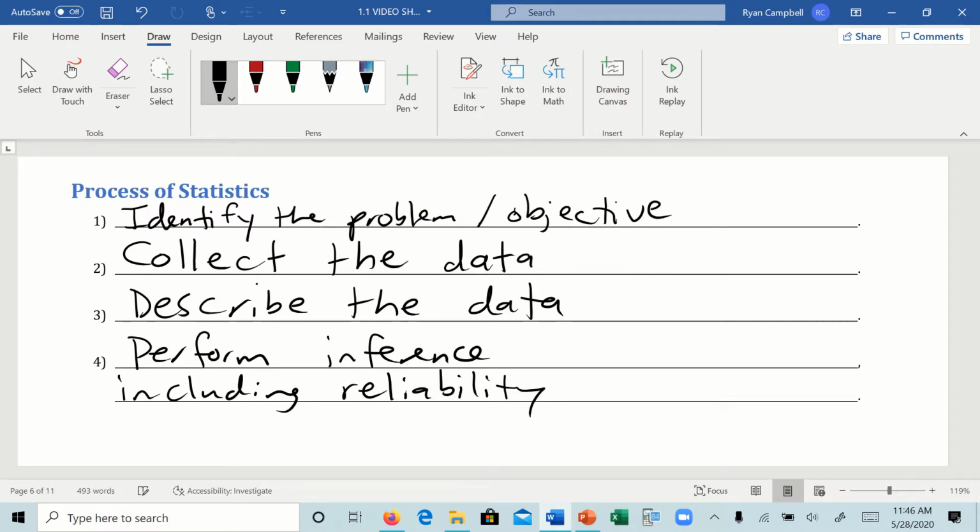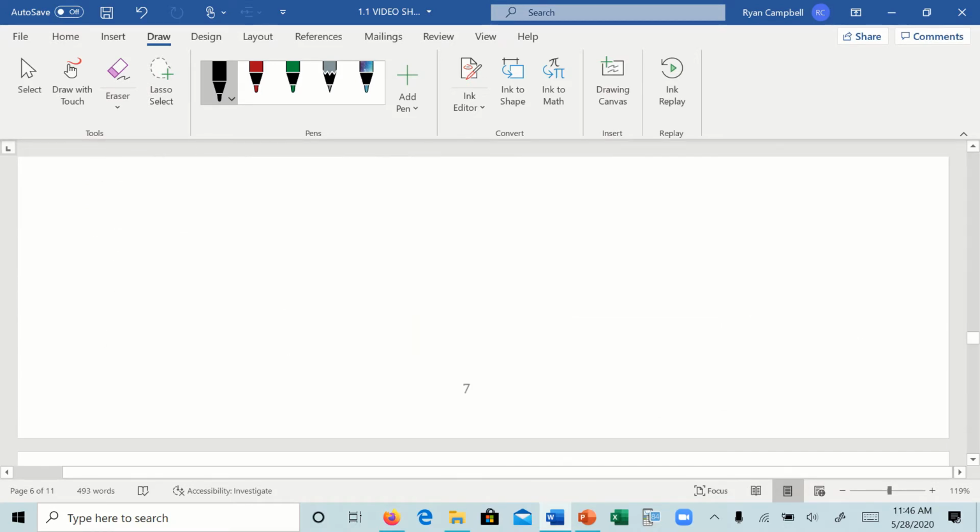Right? Because remember, we're not 100% certain. So this inference is supposed to be about the population. So we're taking a small group of people, trying to see what that might infer about the entire population. So let's look at an example.